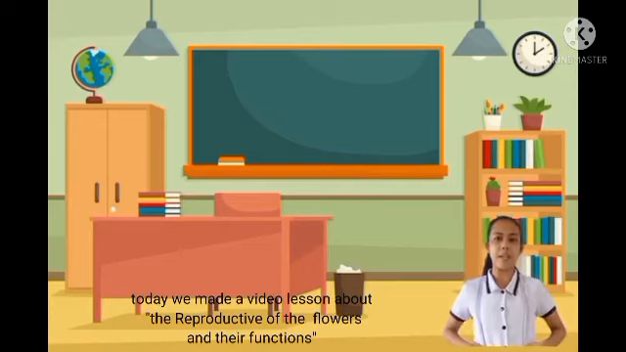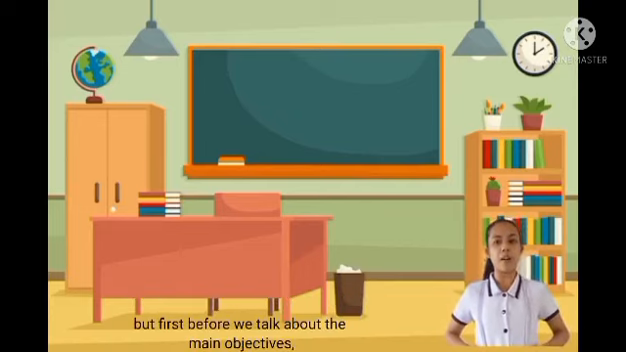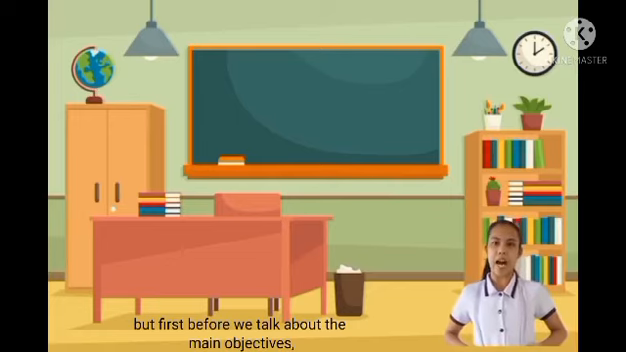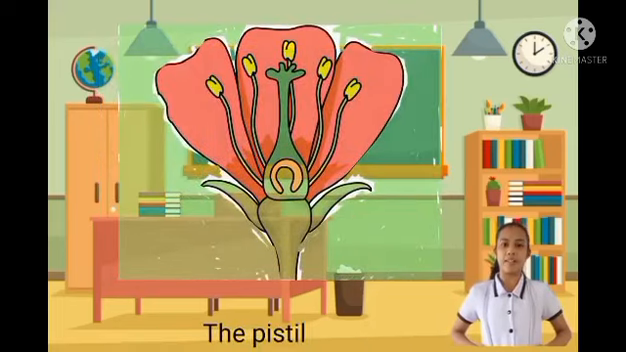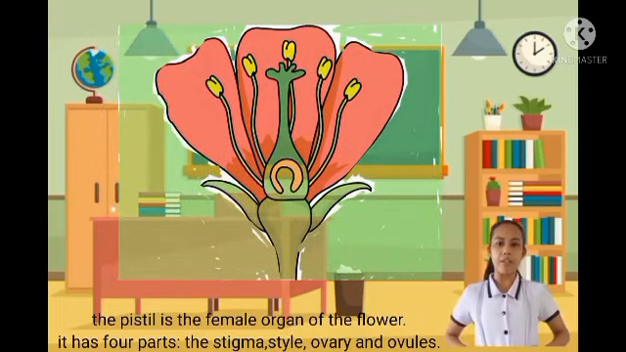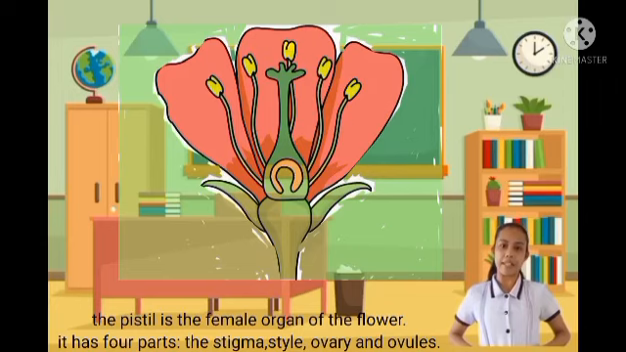Reason about the reproduction of the flowers and their function. But first, before we talk about the main objectives, I would like to present their parts. The pistil. The pistil is the female organ of the flower. It has four parts: the stigma, style, ovary, and the ovules.